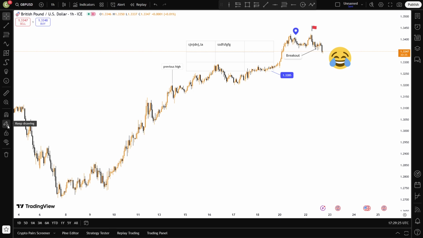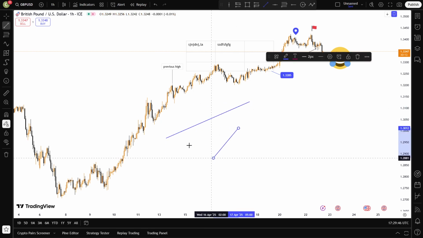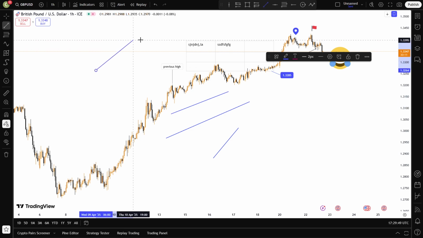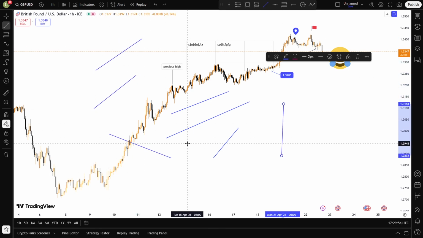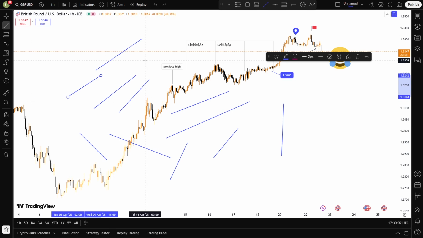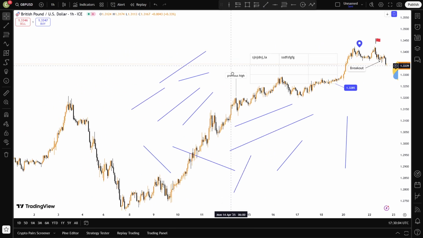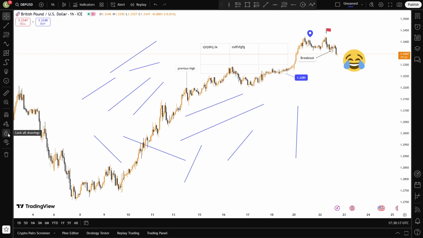And the next one is the keep drawing. The keep drawing will let you stay in drawing mode and keep the selected tool active. For example, if I click on the keep drawing, as you can see, I can draw multiple trend lines without having to click the tool again. This one will allow you to keep drawing on your screen until you feel like you don't want to draw anymore, and then you can just turn it off, and then you can just move on your chart.